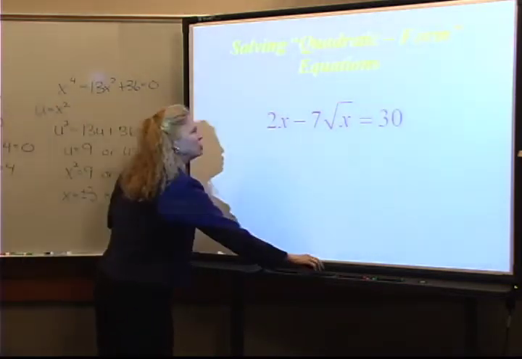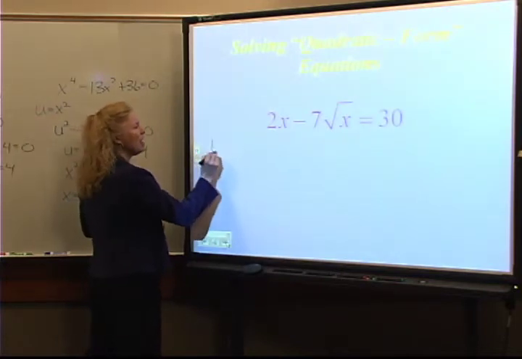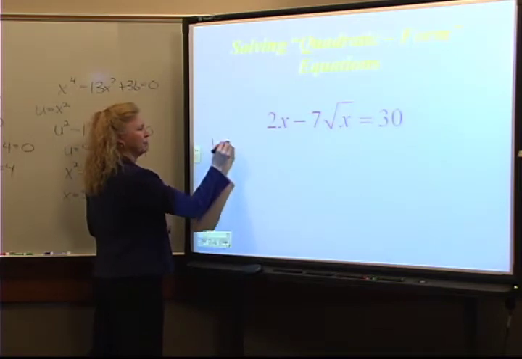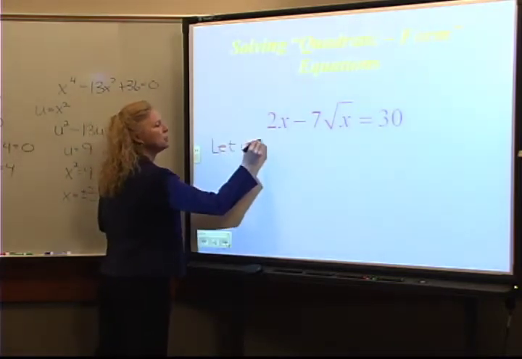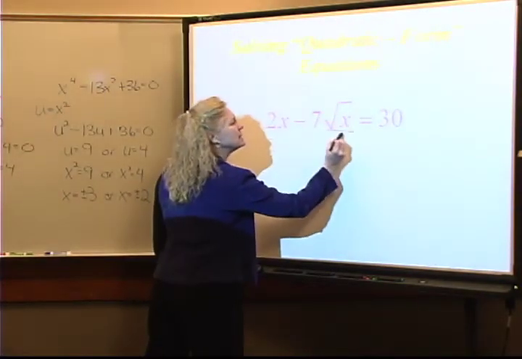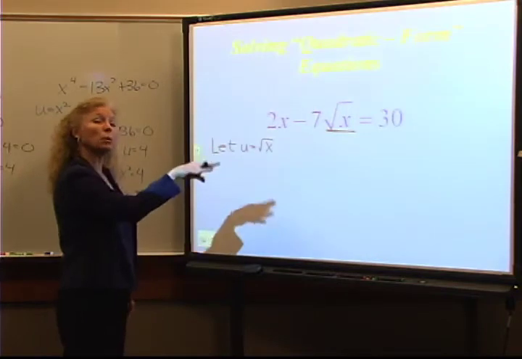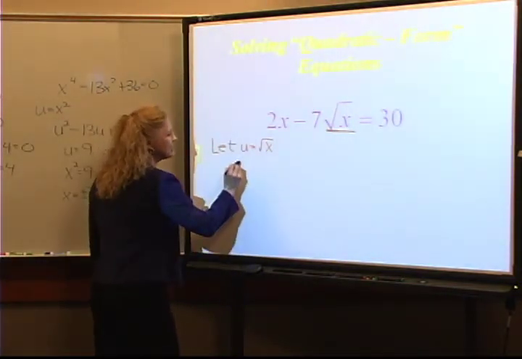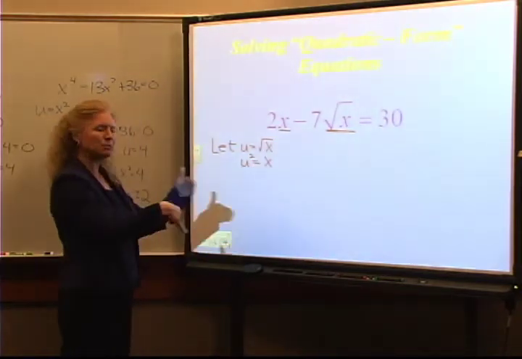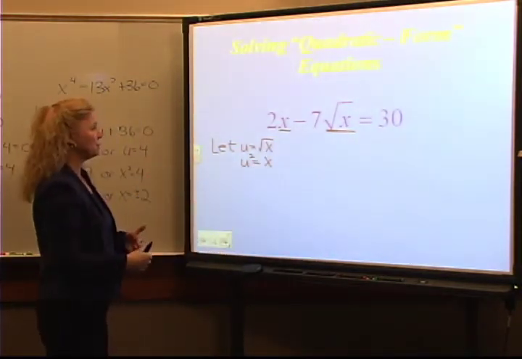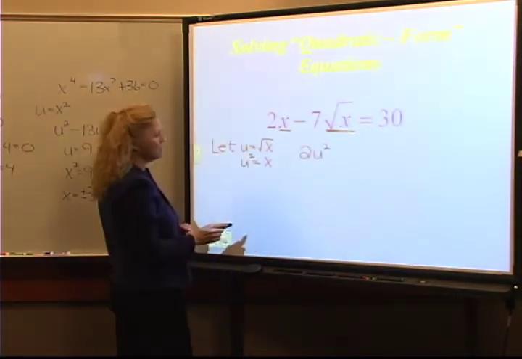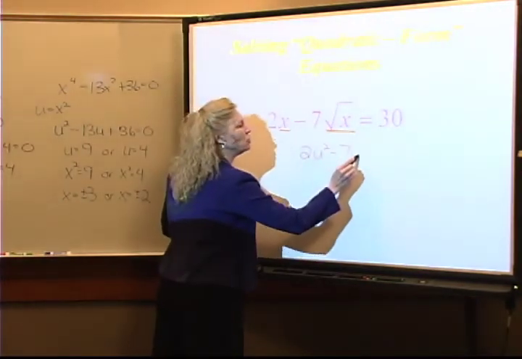So I might just say, you know what, how about if I let u equal the square root of x. Now, the reason I picked that is that that is the lower exponent, the lower power, and if I square this, u squared will equal x. And so I have a nice substitution for both of those. And so when I do that substitution, I get 2u squared minus 7u is equal to 30.